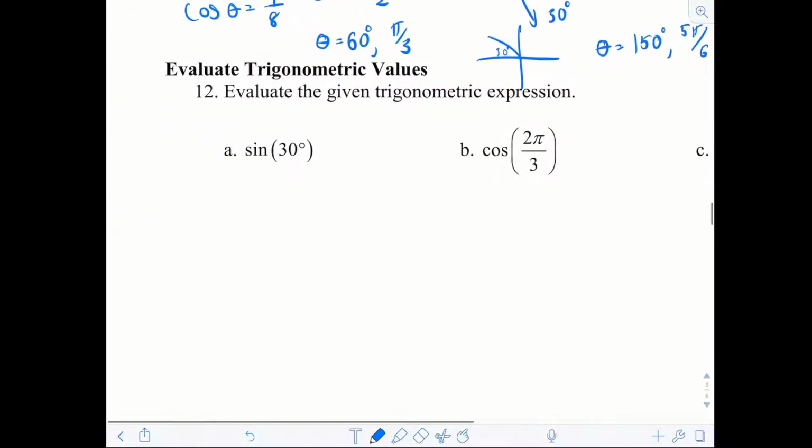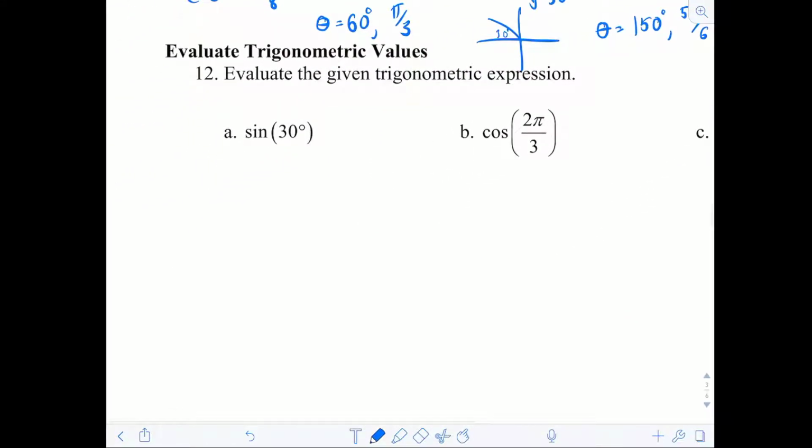Okay, moving on. So evaluate each specific trig function. We've been doing this a whole bunch of times, so this is one of those things that you can look back at your notes. I'm just going to try and knock them out pretty quickly. If you need any help, please feel free to comment below or comment on my Discord.